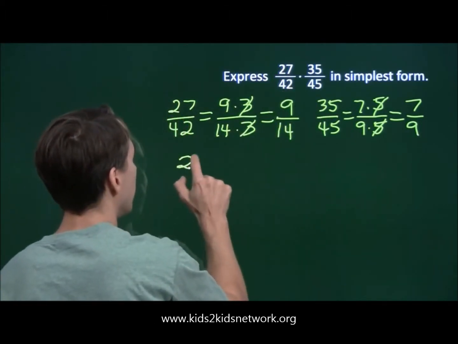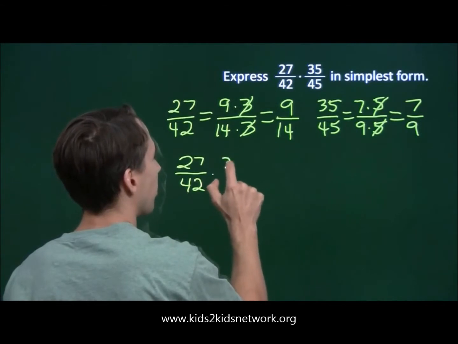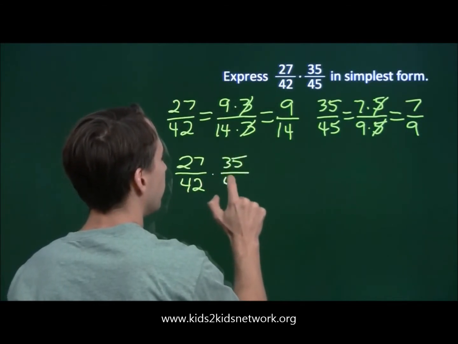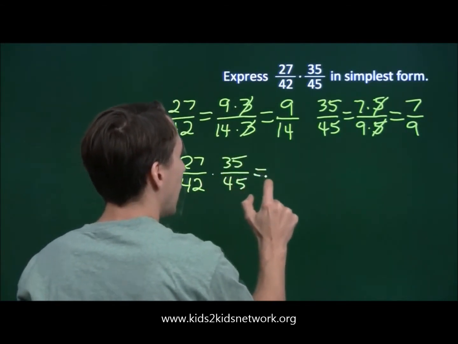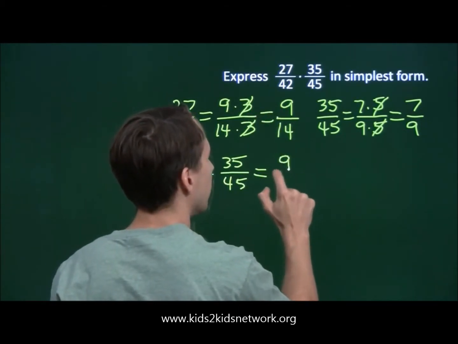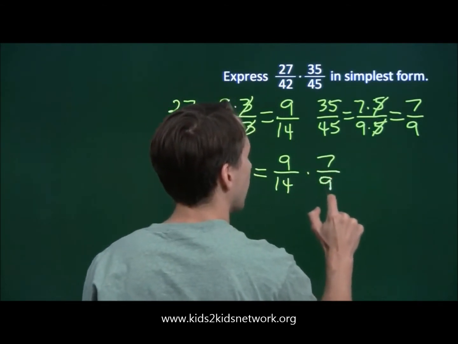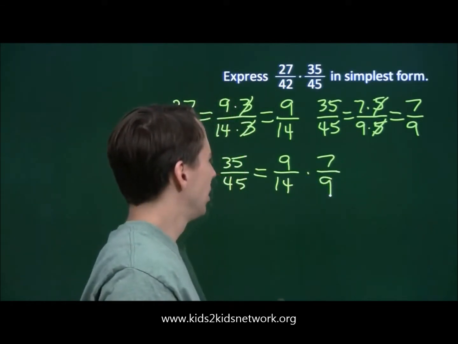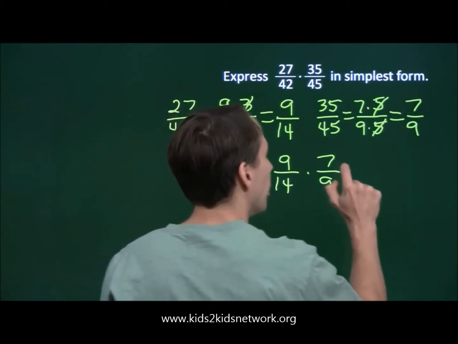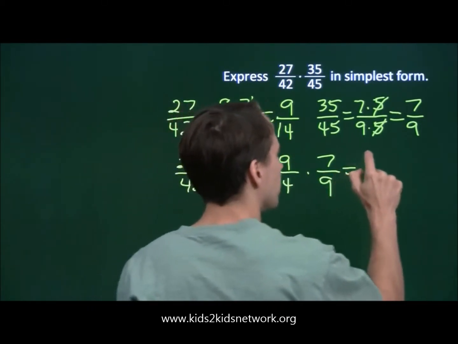We started off with 27 over 42 times 35 over 45. And before doing any multiplication, we simplified both of these fractions. And we've got 9 over 14 times 7 over 9. I don't want to multiply those out either. But check this out. I see the two 9's. Can we cancel those? Let's see.